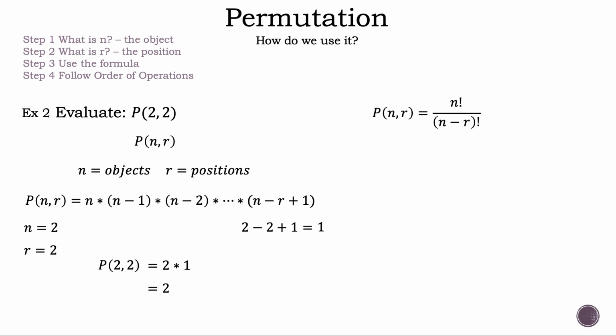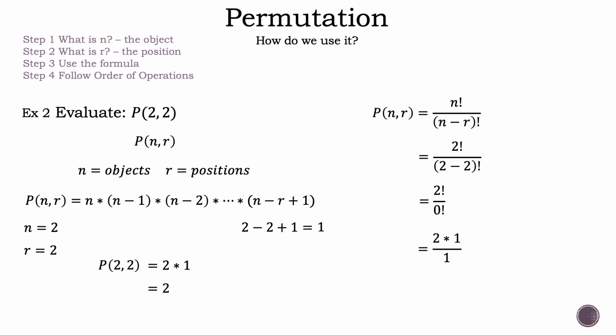Now, let's use the formula, which is n permutations of r is equal to n factorial all over the quantity of n minus r factorial. So let's substitute 2 for each n and 2 for each r. So now we have 2 factorial all over the quantity of 2 minus 2 factorial, and 2 minus 2 is 0. So now we have 2 factorial all over 0 factorial.